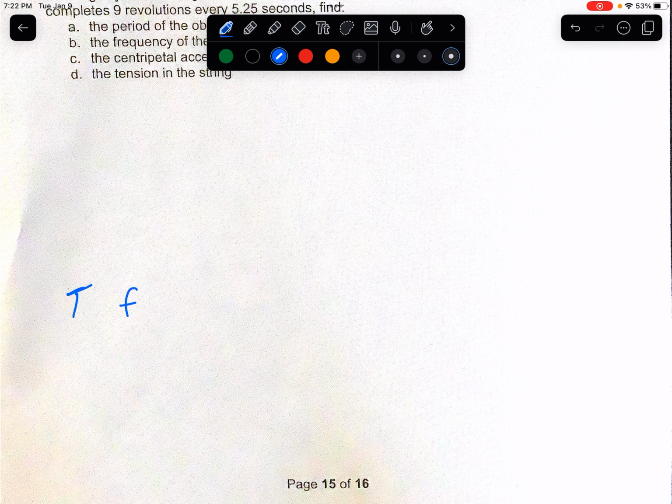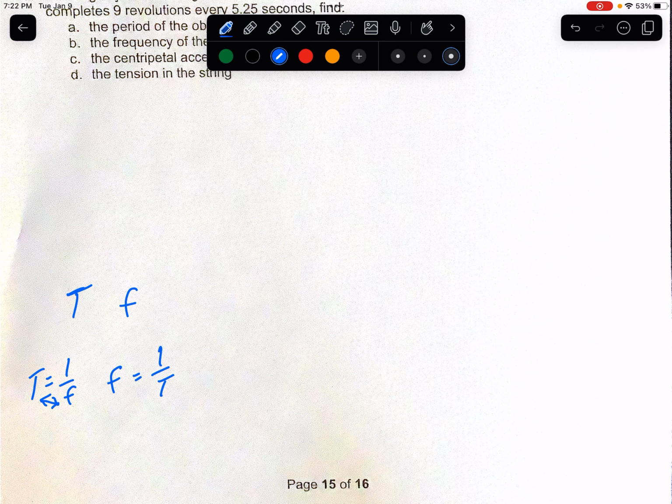Okay, so we start off with our equations. T equals 1 over f, and then f equals 1 over T. They are inverses of each other, so that's why you can do that. You can also know that these can go back and forth, so you don't have to memorize two equations. Just know that T and f can go back and forth.